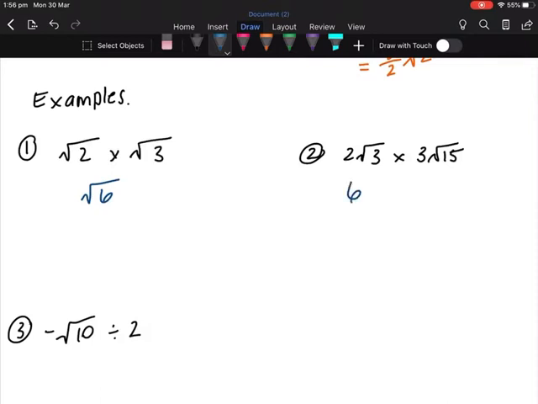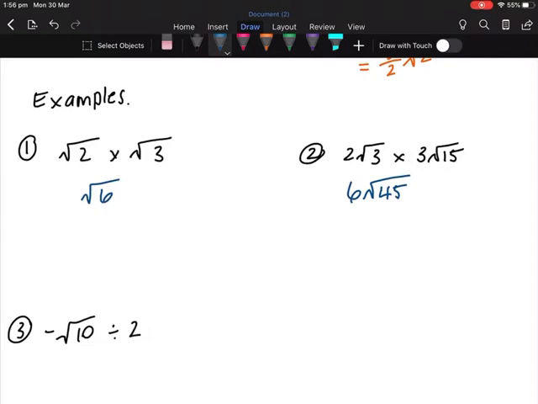And then 3 times 15 is 70. No, it's not. It's not 75. 3 times 15 is 45. Now, you would still need to simplify this one. All right, so this is where we go back looking for our square factors. So 9 times 5, 9 is our square number.